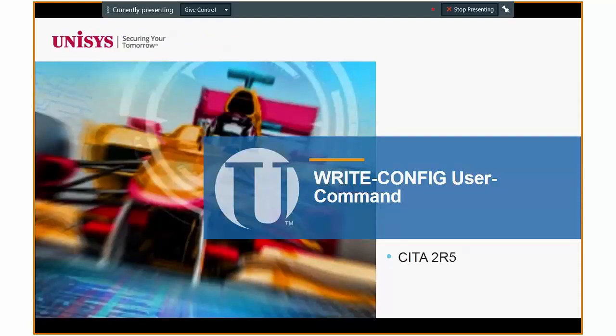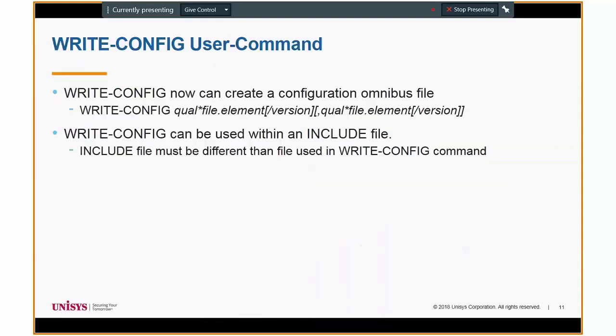Lastly, I'll cover the update to the write config user command. With the most recent update to the write config user command, the command can be used to create a configuration omnibus file. This file can be used to bring CITA back up in case, let's say, something happened to cause CITA to go down and some dynamic configuration changes were made.